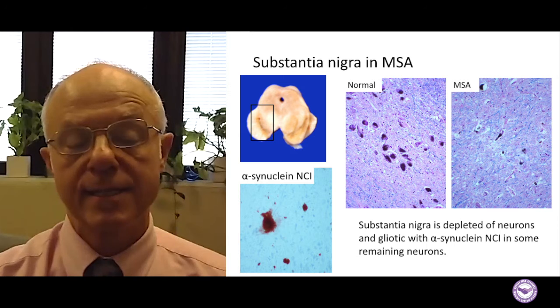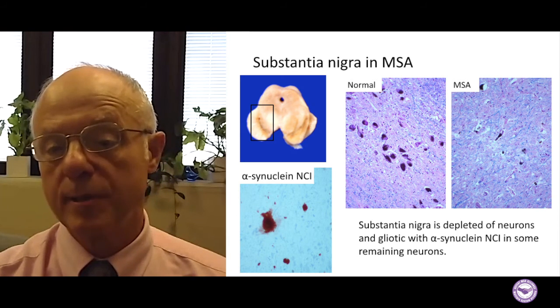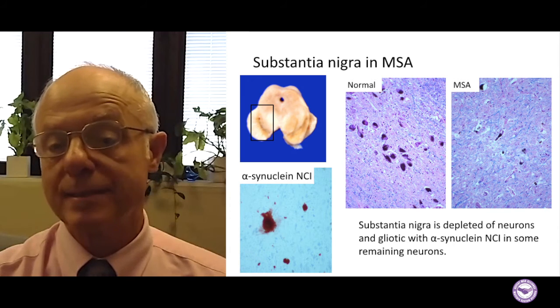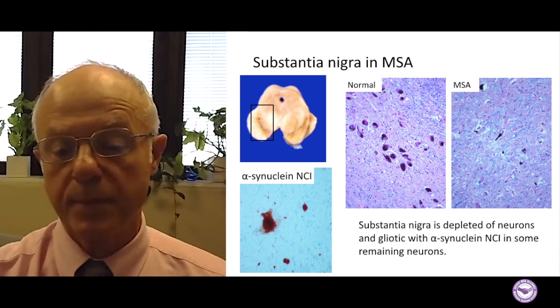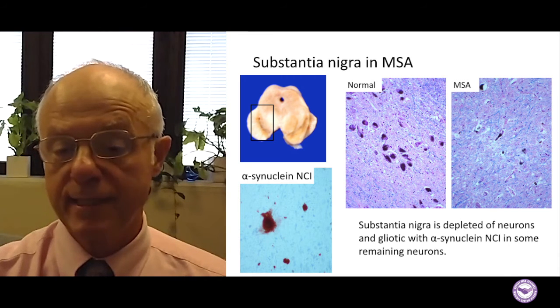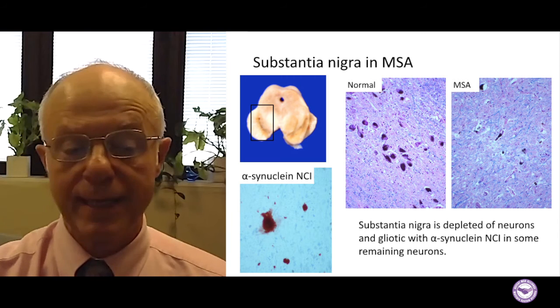In a patient with MSA who loses neurons in the substantia nigra as well, the substantia nigra loses its gross intensity. It's no longer dark black as it should be, and under the microscope, you can see a reduction in the density of the pigmented neurons. There's still one or two left here, but most of the neurons are gone. The background density is reduced, and the glial cells are proliferated. So the substantia nigra is depleted of neurons and gliotic, with alpha-synuclein inclusions in some of the remaining neurons.